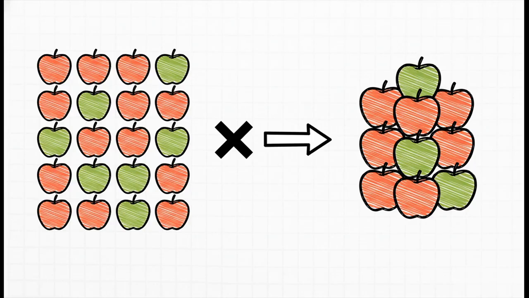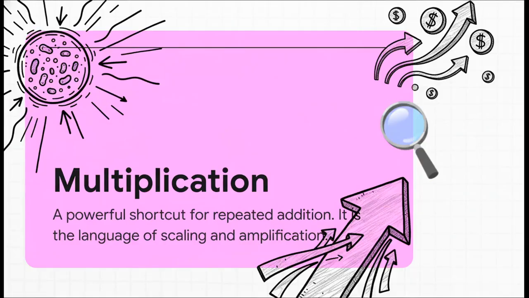This is the leap from just simple counting to really powerful calculation. Multiplication is the language of exponential growth. It describes how things scale up, from a single cell that divides and redivides to become a living thing, to the interest compounding in your bank account. It's addition, but it's been turbocharged for efficiency.